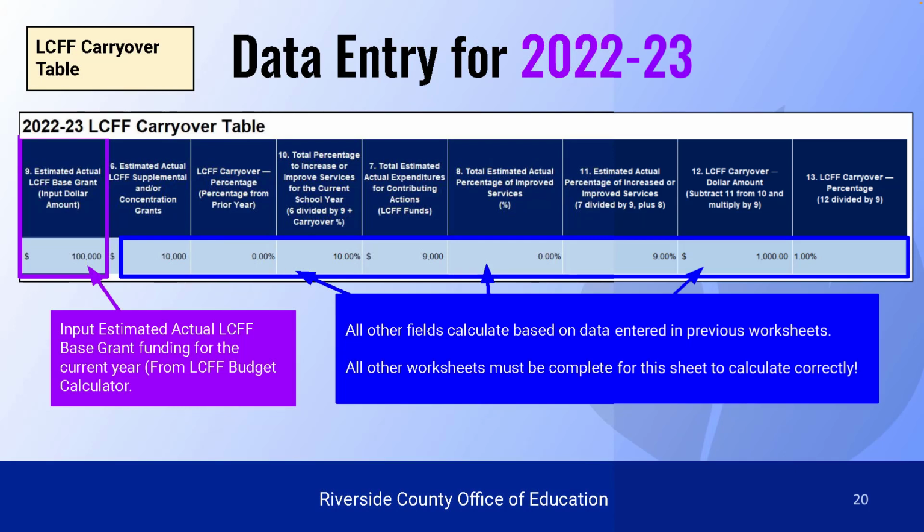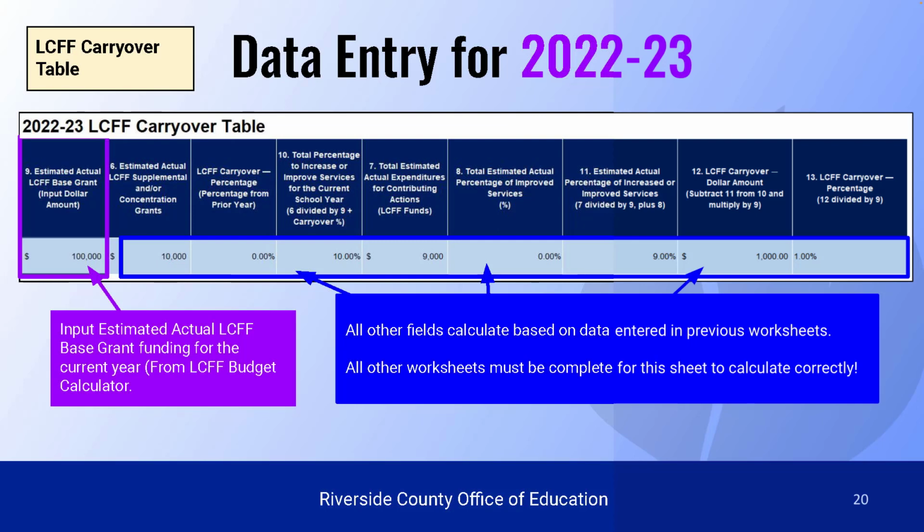Then we finally come to the last table for the 22-23 school year, and this is the LCFF carryover table. Now there's one piece of data entry you must perform on this table. You must input the estimated actual LCFF base grant funding for the current year, and you would get this amount again from your LCFF budget calculator. All other fields will calculate based on the data entered in all the previous worksheets.